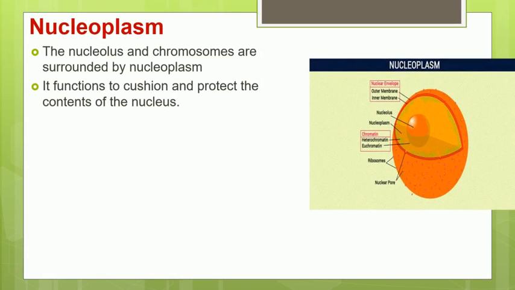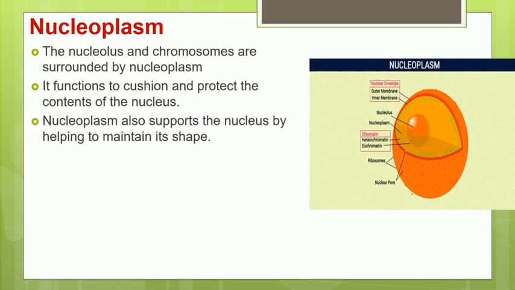So what is the function of this nucleoplasm? The main function of this nucleoplasm is that it acts like a cushion, helping to protect the contents of the nucleus. Okay, so it is a shock absorber-like material, and it helps to cushion and protect the contents within the nucleus. Nucleoplasm also supports the nucleus by helping to maintain its shape. Okay, so nucleoplasm helps to maintain the shape of the nucleus.